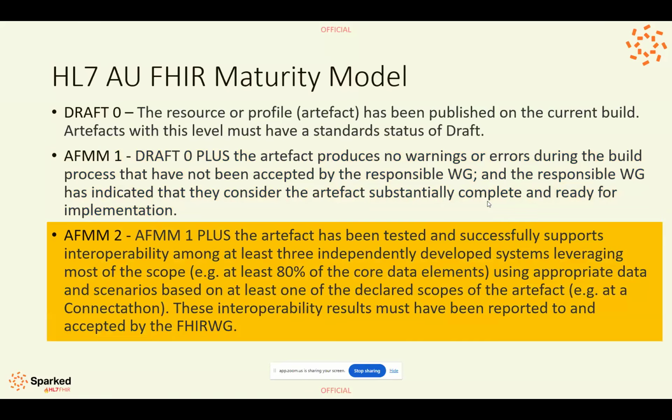And then to move to FMM2, we need some evidence of testing. Specifically, the artifacts have to be tested by at least 3 independent developed systems, and the testing needs to cover most of the profile, at least 80% of the core data elements, and results need to be reviewed and accepted by the working group.